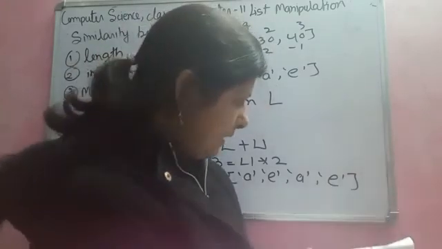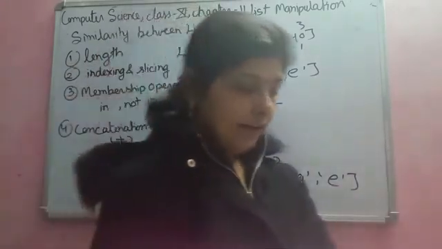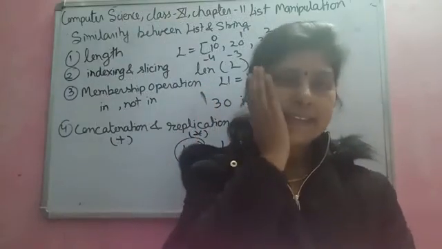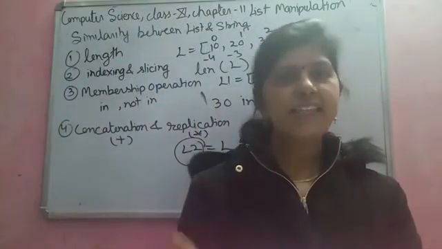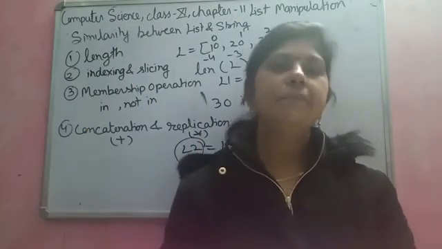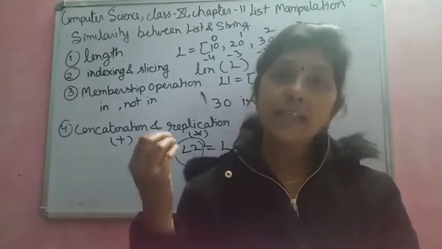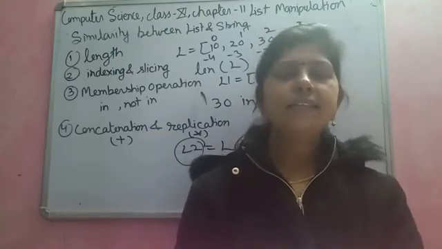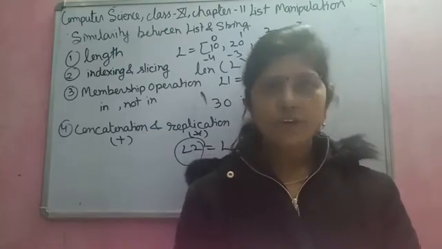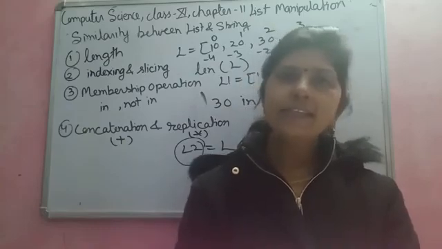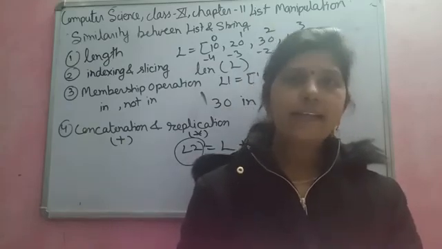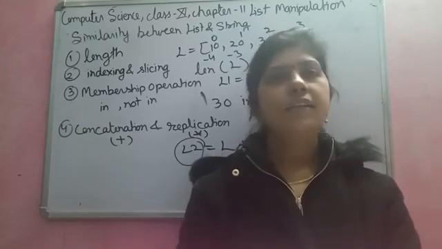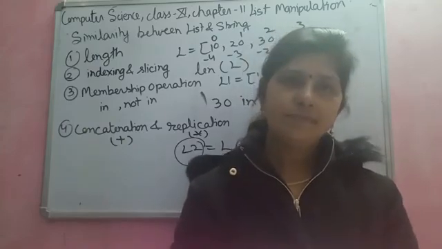Similarity मैंने बता दी. Difference: one major difference between list and string is list is mutable, string is immutable. The major difference. Apart from that, string is the sequence of characters and list is the sequence of items. That item may be a number, a string, a sublist, anything.